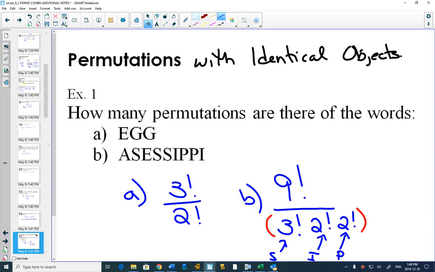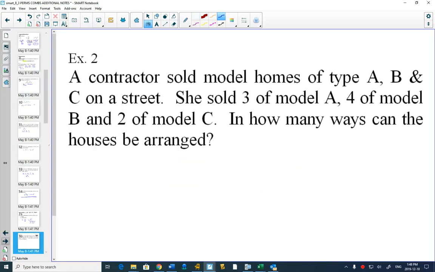So, identical objects. We've seen questions like this before. We've seen it in some different situations in our notes. So we'll look at some other things that could be identical object questions. Here's one.